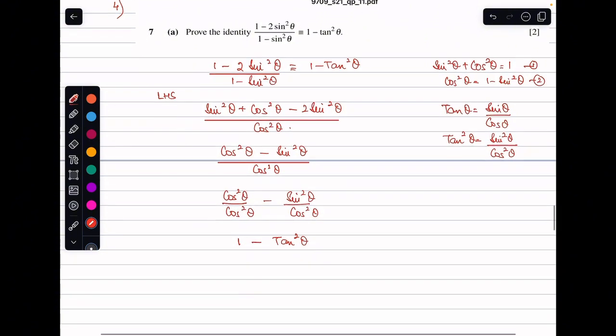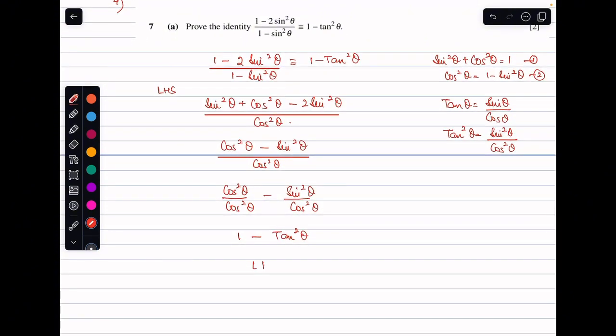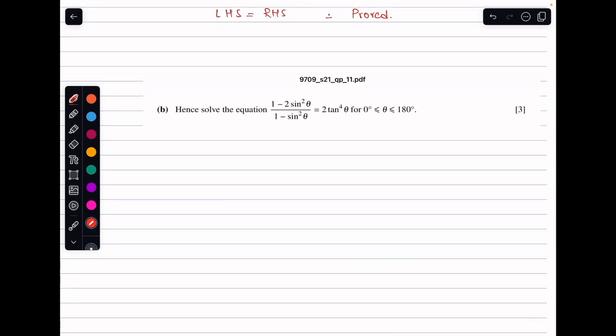And I have just come to the conclusion that the left hand side is equal to the right hand side, and therefore it is proved. So part B says, hence solve the equation (1 minus 2 sine square theta) over (1 minus sine square theta), which equals 2 tan to the power 4 theta, and the domain is from 0 to 180 degrees.